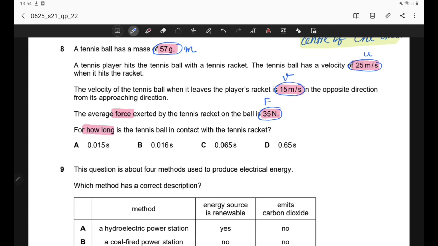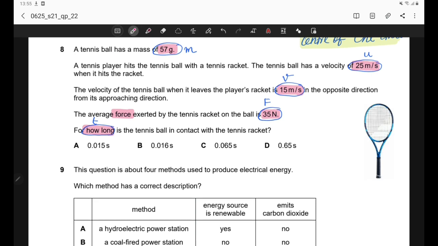We need to calculate how long the tennis ball is in contact with the tennis racket. So in this question we have a tennis racket and a ball which is initially falling, or hits the racket, and after it hits, it bounces back.